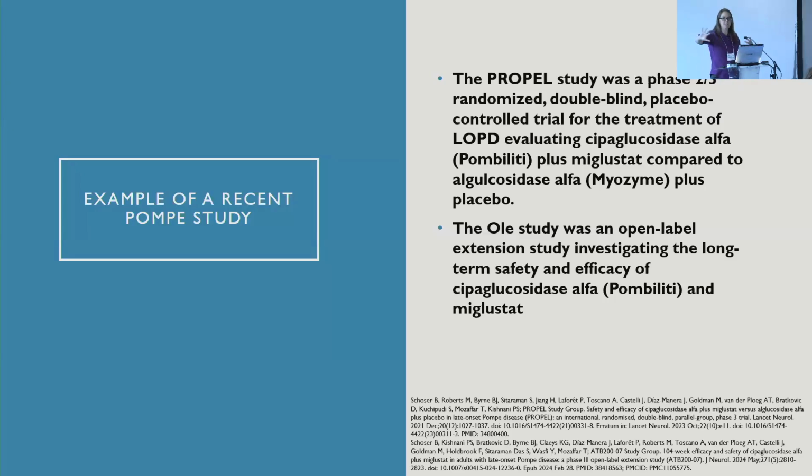So they're putting this study out further where these patients are going to get the Pombiliti and the miglustat. And so this is looking at the long-term safety. All the patients were able to switch over. So at the end, we had 4 years of data, which is a lot of years to look at this study. And they found that everyone sort of maintained. So they didn't get worse. There wasn't a big improvement, but they maintained, which is interesting.